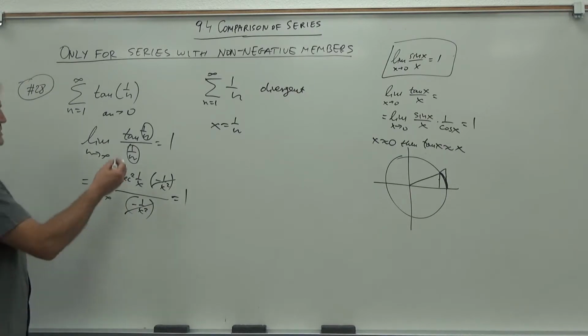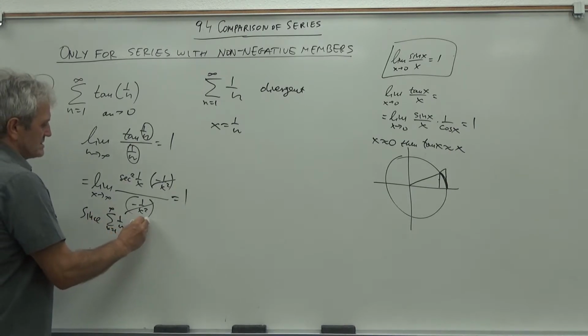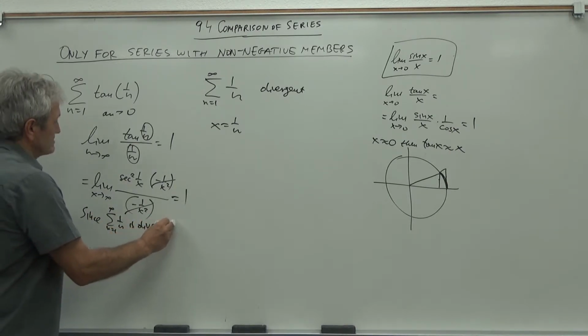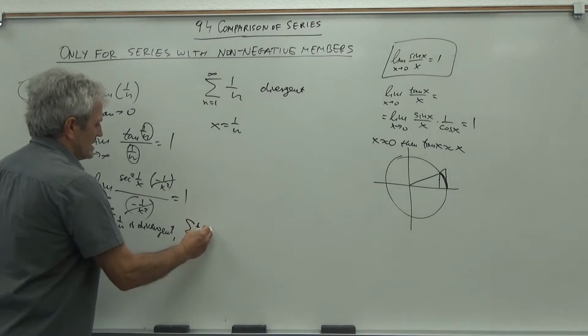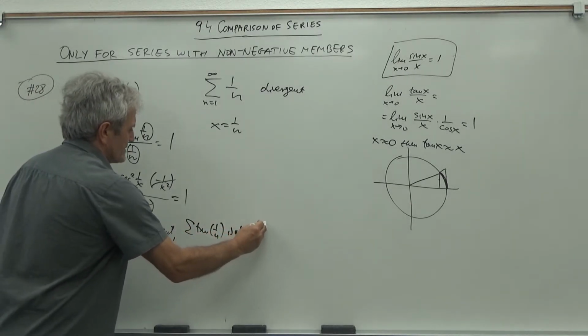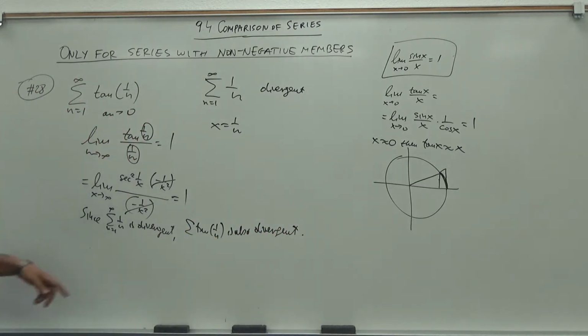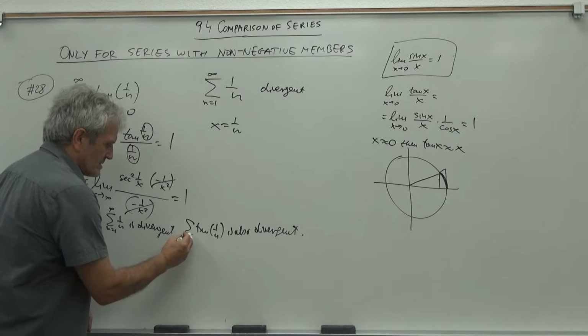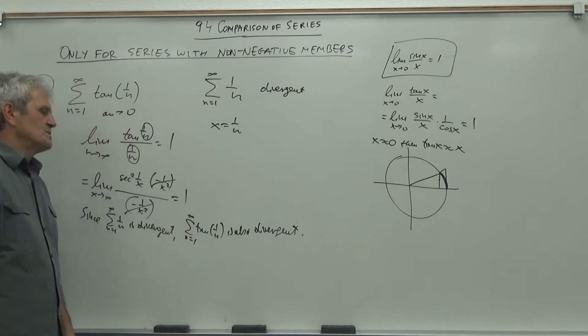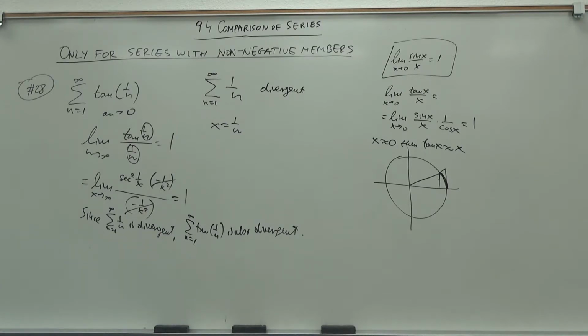Anyway, what's the conclusion? Since the sum of 1 over n is divergent, the sum of tan of 1 over n is also divergent. While I was busy writing, I was a little careless with my limit. It should be written correctly. So here is the answer.